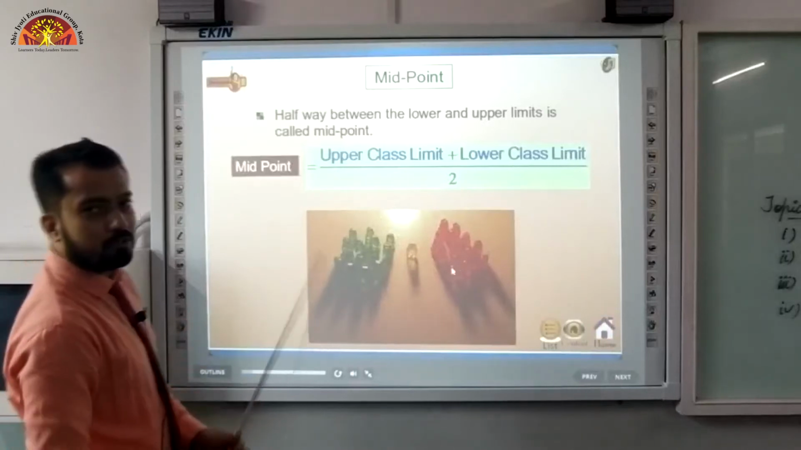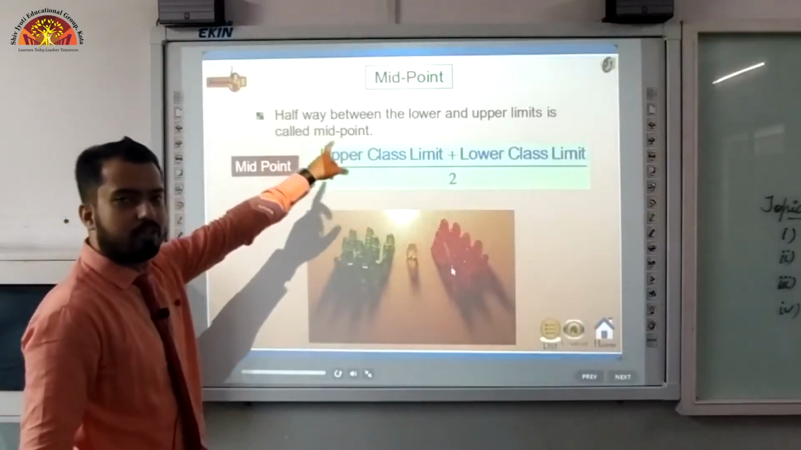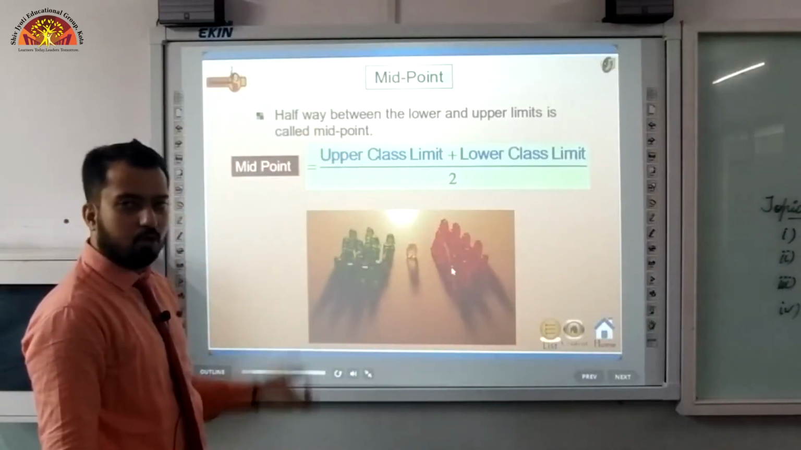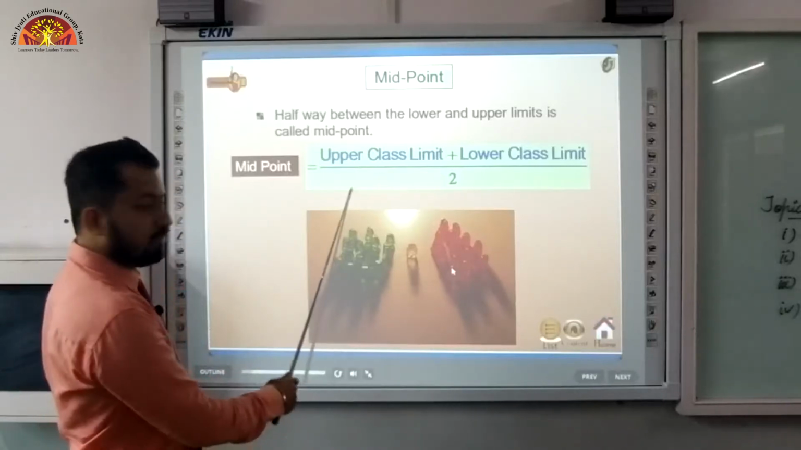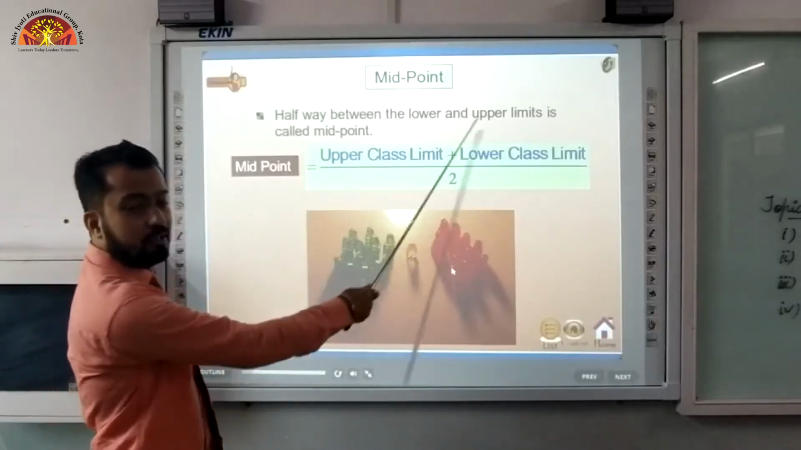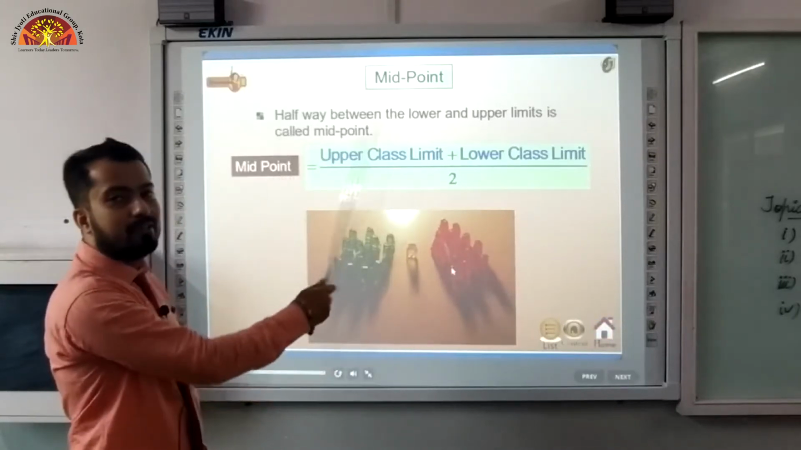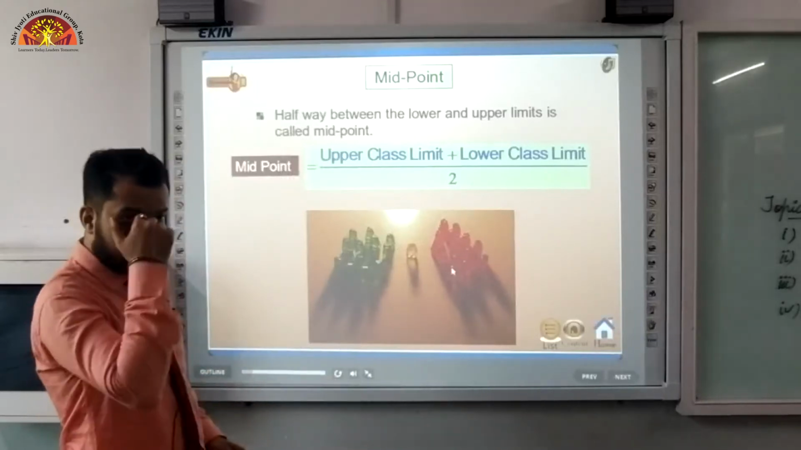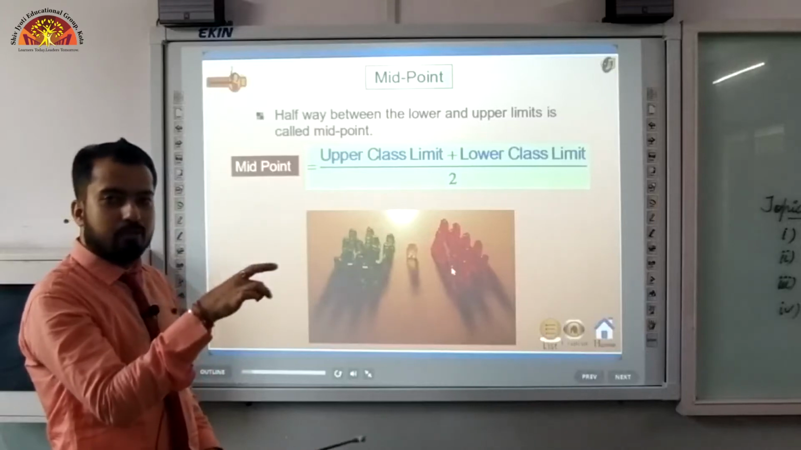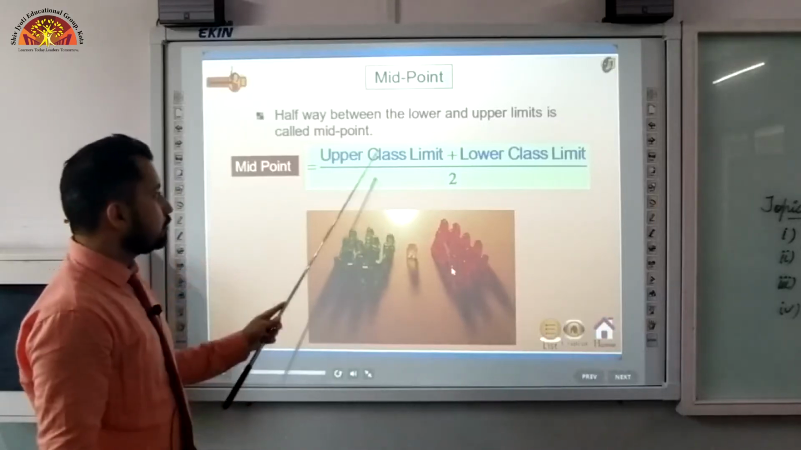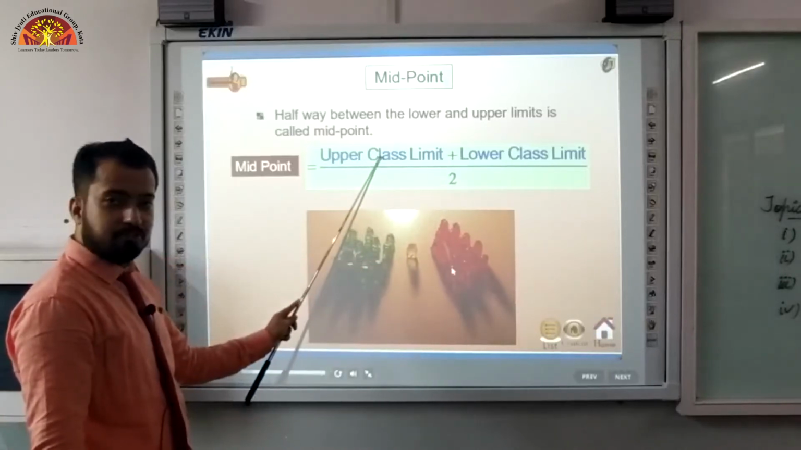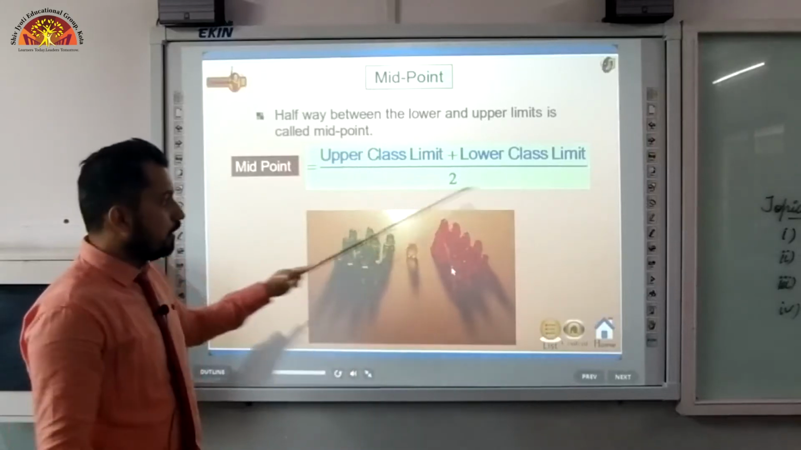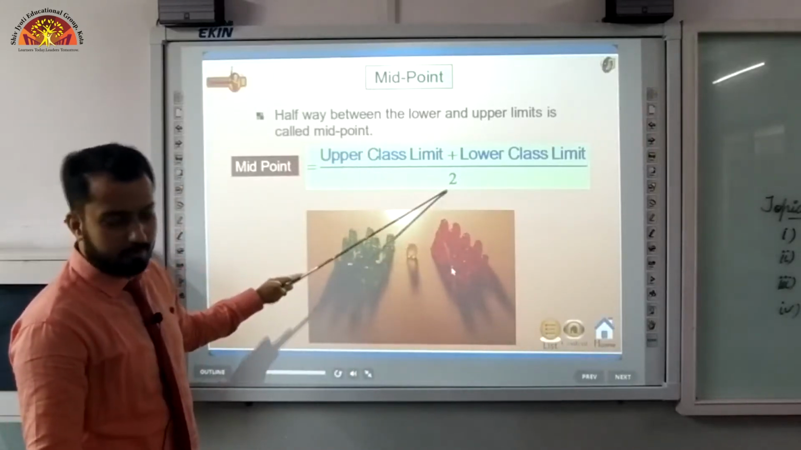Next comes midpoint. What is meant by midpoint, or mid value, as we can also say. How will it be calculated? A very simple formula is here: upper class limit plus lower class limit divided by 2, or you can say L2 plus L1 divided by 2. As you saw in the previous slide, the class was 0 to 20, so the upper limit is 20 and the lower is 0. So 20 plus 0 is equal to 20, divided by 2 is equal to 10, correct?